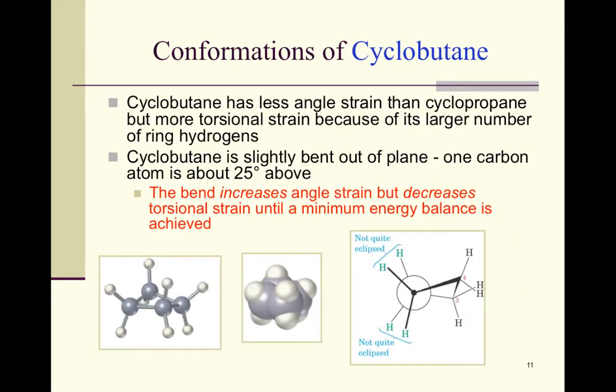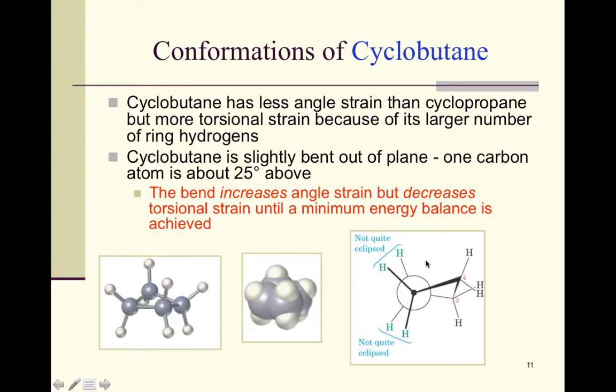Conformations of cyclobutane. Cyclobutane has less angle strain than cyclopropane, but more torsional strain because of its larger number of ring hydrogens. Cyclobutane is slightly bent out of the plane. 1 carbon is about 25 degrees above the plane. The bend increases the angle strain, but decreases the torsional strain until a minimum energy balance is achieved.